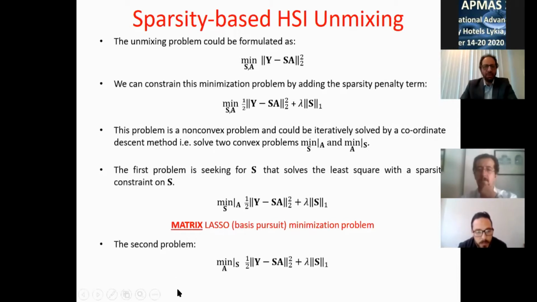The second problem is when we're trying to minimize to get the abundances given the S that we obtain from here. We just keep going back and forth between these two problems. The second problem is finding A, and this is a very standard least squares problem. Again, it is a matrix problem, but that's easy because this term goes away since it doesn't depend on A, but this term depends on S, and that makes it a bit more difficult to solve.